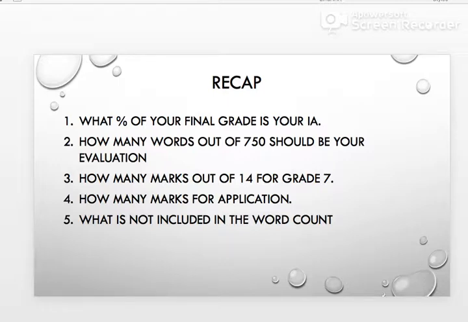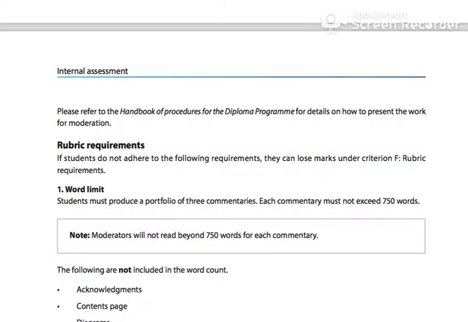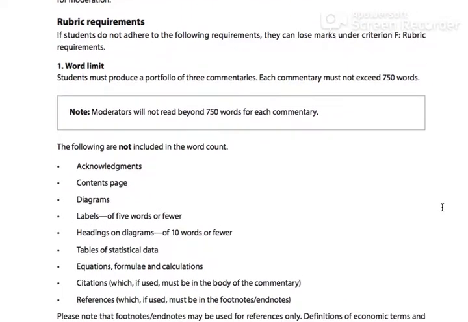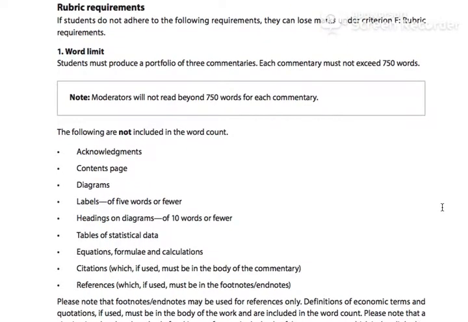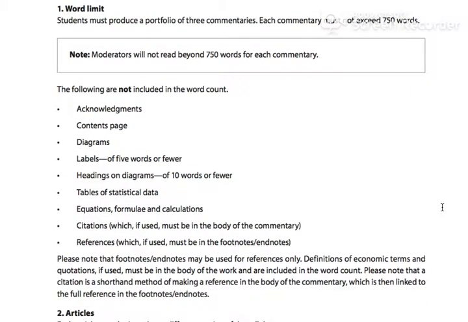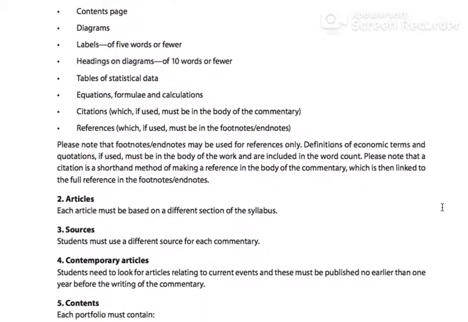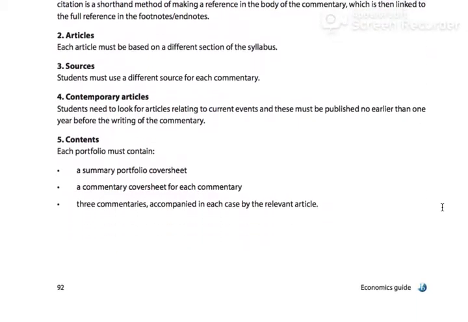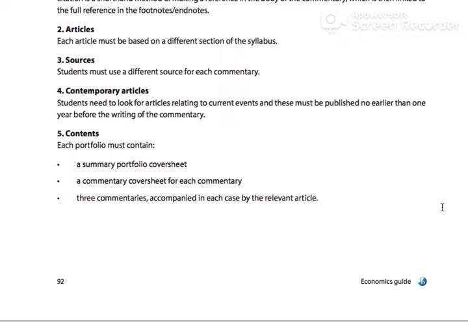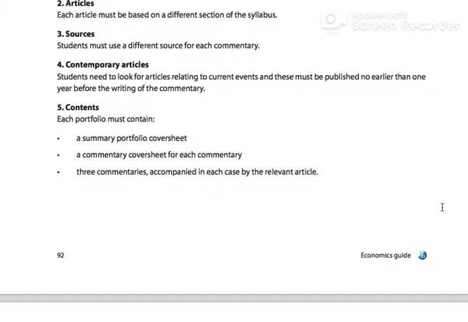I'm going to just show you the economics guide for this, for the IA. So here's the handbook. Now, it should be no more than 750 words, the word limit. And here is what is not included. So labels, headings, any equations or calculations are not included, and also references. Just following the guideline of what you should do. So your number 5 there, contents. Each portfolio you should have a cover sheet for each commentary and the article. The article should be highlighted as well.